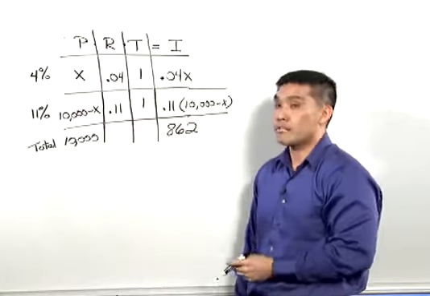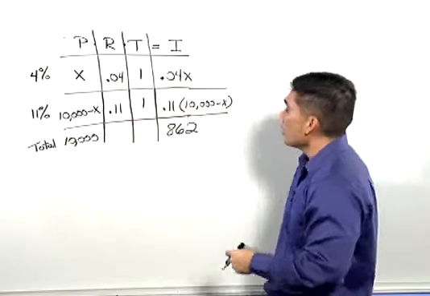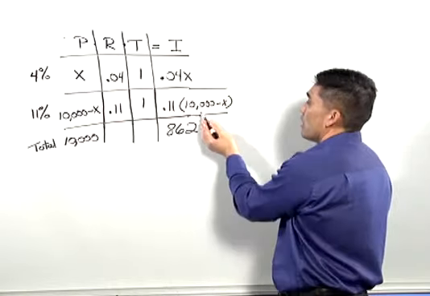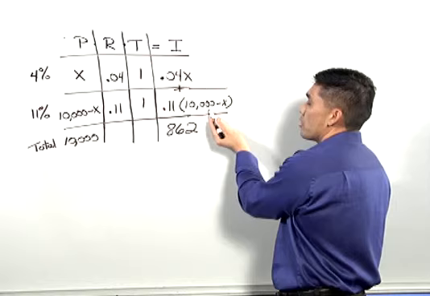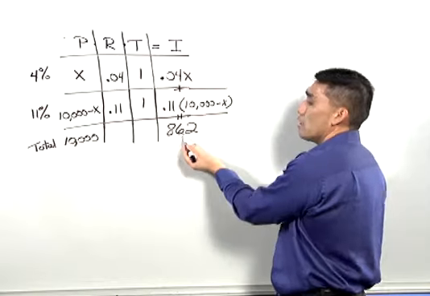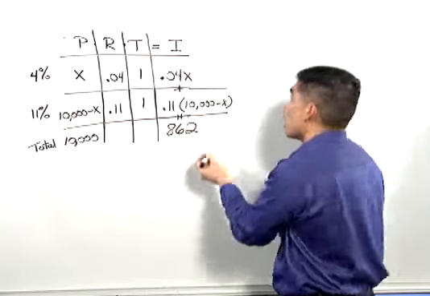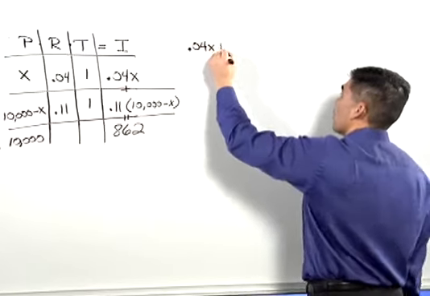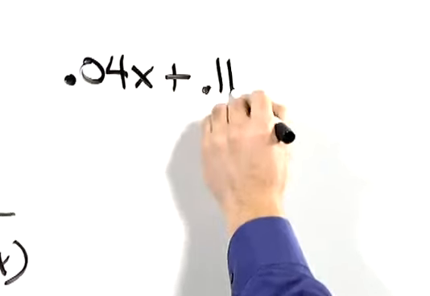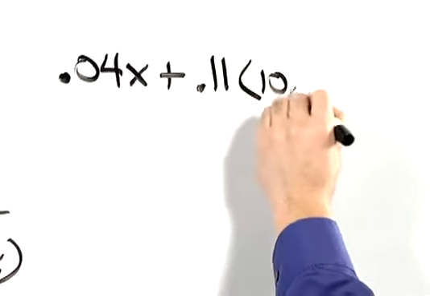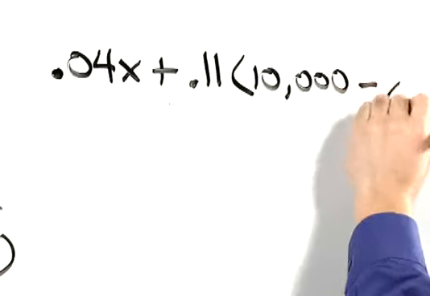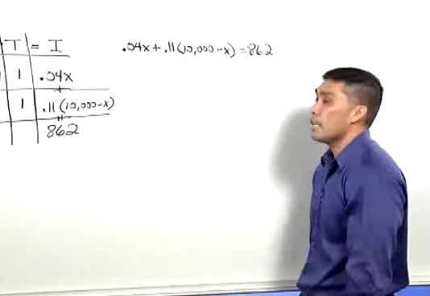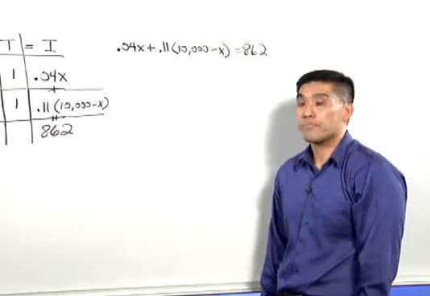We now must build an equation from this table. The interest means money made from the 4% account plus the interest from the 11% account must equal the total interest made. So algebraically, we can write this out as 0.04x plus 0.11 times 10,000 minus x equals 862. And now we need to solve for x.